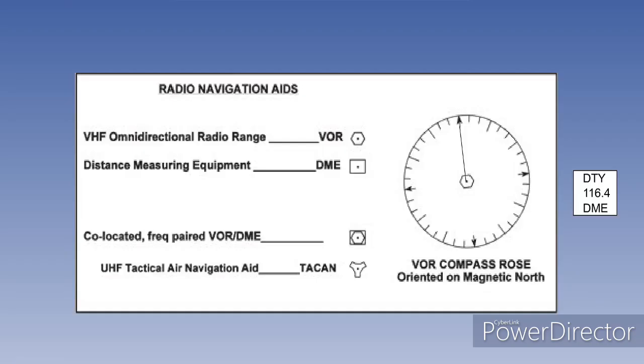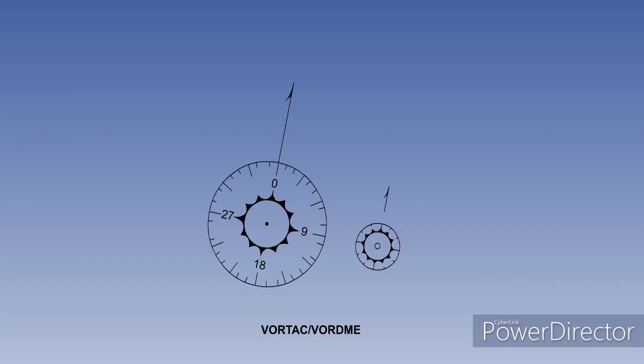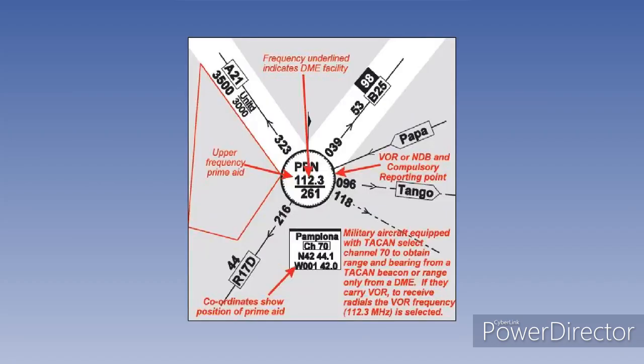It has this symbol. Slightly different symbols are used in this Jeppesen en route chart. In this ARED high-level chart, the VOR frequency is underlined to indicate DME.